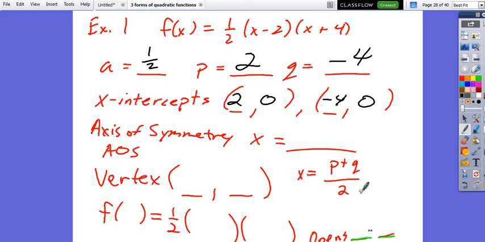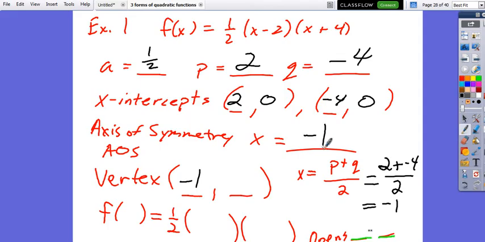It's going to be 1, or -1. It's going to be p, which is positive 2, plus -4, divided by 2. That gives you a -1. So our x value of the vertex is -1, which means that our axis of symmetry is also -1.